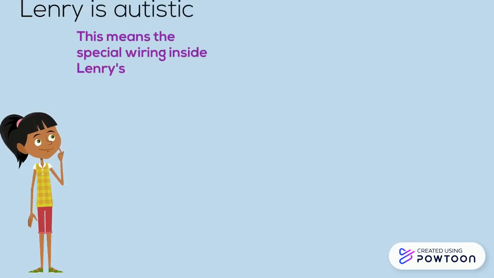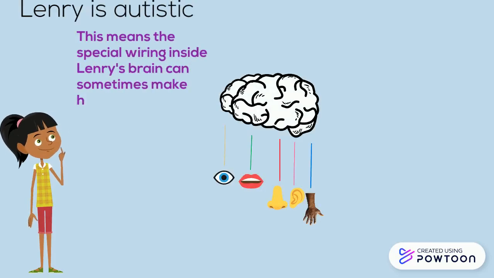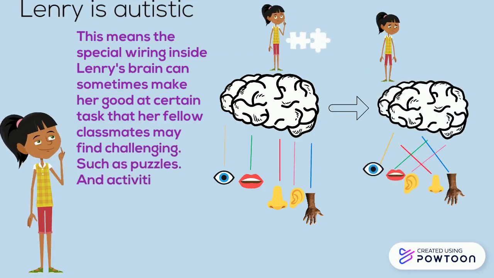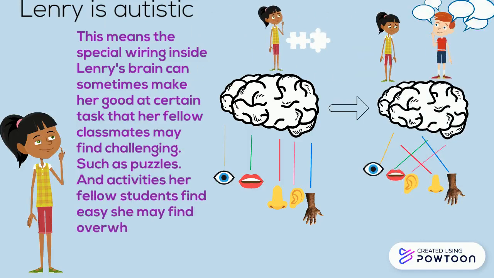This means the special wiring inside Lenry's brain can sometimes make her good at certain tasks that her fellow classmates may find challenging, such as puzzles, and activities her fellow students find easy she may find overwhelming, such as making friends.